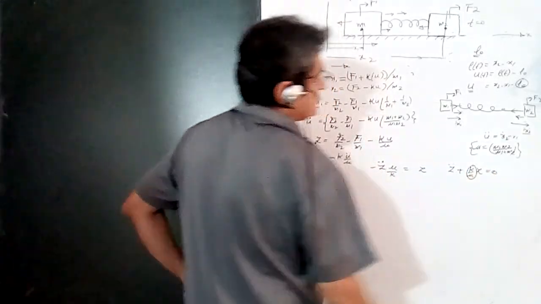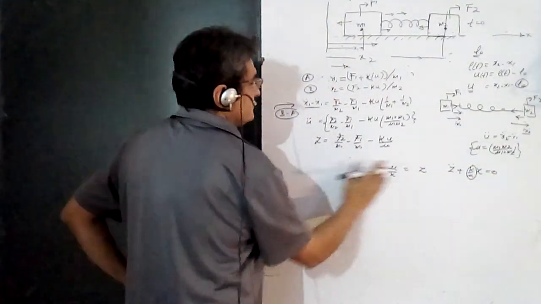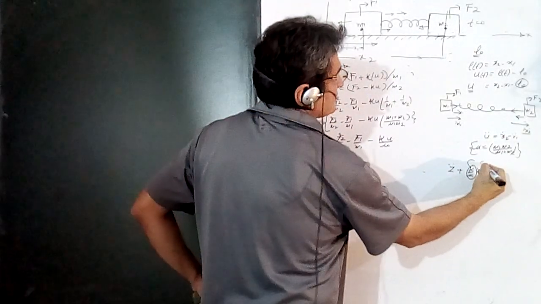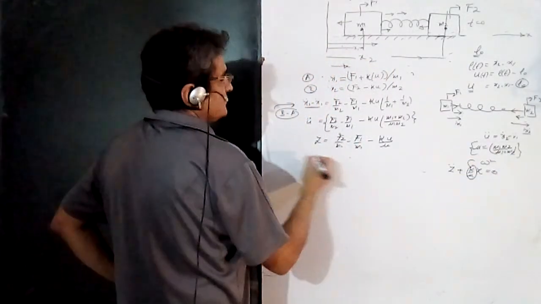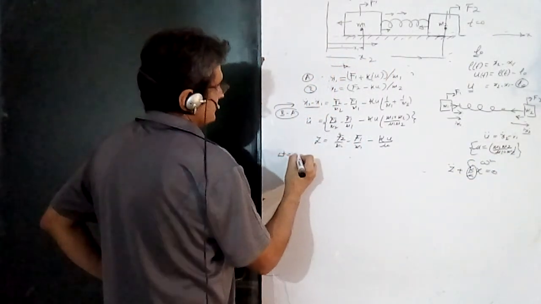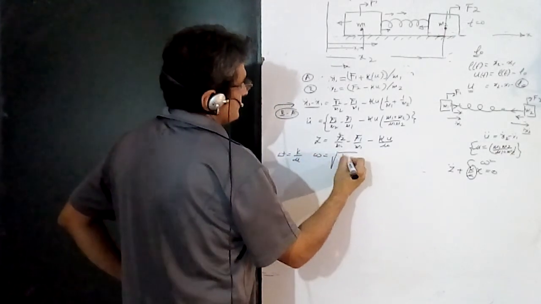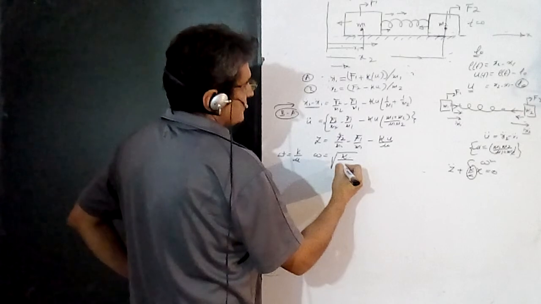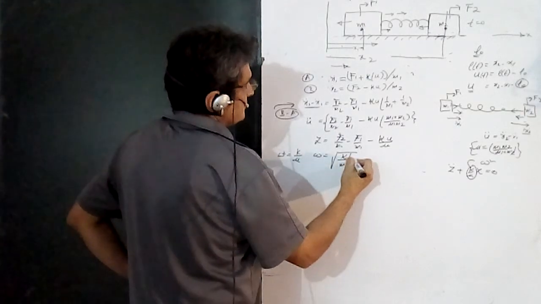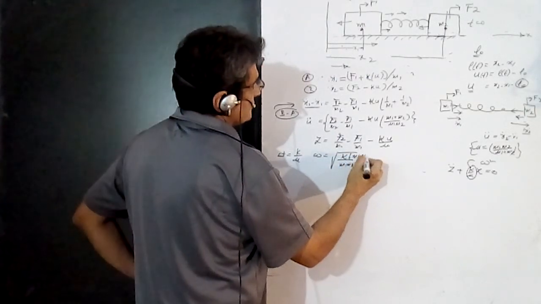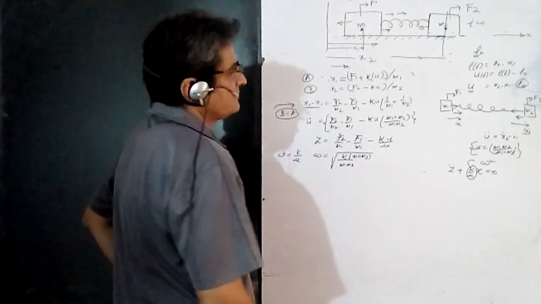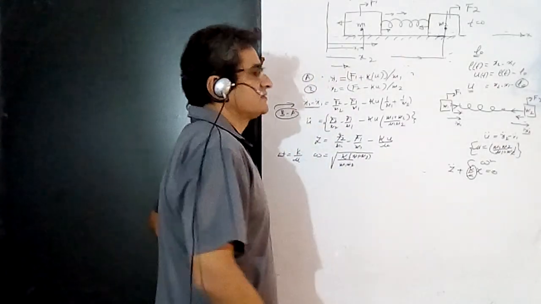This is nothing but the equation of simple harmonic motion, and this is omega square. So your omega square is equal to k upon mu, or omega is equal to under root k upon mu, where mu is m1 m2 upon m1 plus m2. This is your value of omega. Anyway, the problem is not done so far. We have to find the maximum extension.